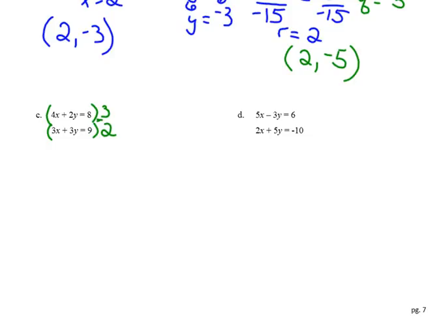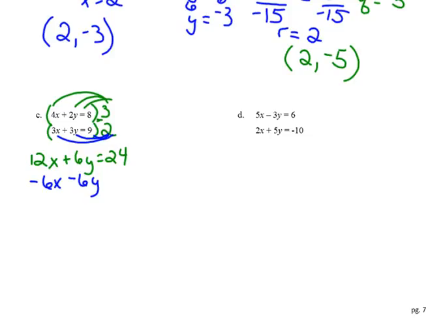All right, so let's do this. I have to multiply everything by 3. So 4x times 3 is 12x. 2 times 2y times 3 is 6y. 8 times 3 is 24. Now I'm going to do the other one, but this time I'm multiplying by a -2. So -2 gets multiplied by everything here. -2 times 3 is -6x. -2 times 3 is -6y. -2 times 9 is -18.